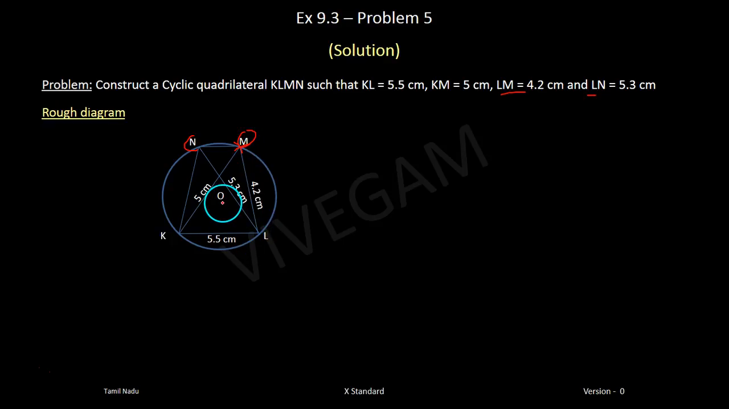Draw the perpendicular bisector of KL and the perpendicular bisector of LM. They both will intersect at one point, and that is O. With O as a center and OK or OL or OM, all three will be equal, draw this circle. Now the fourth point N has to be on this circle, but we know LN is 5.3 centimeters. So with L as a center and 5.3 as a radius, draw an arc cutting the circle, and that point is N. So join KN and MN.